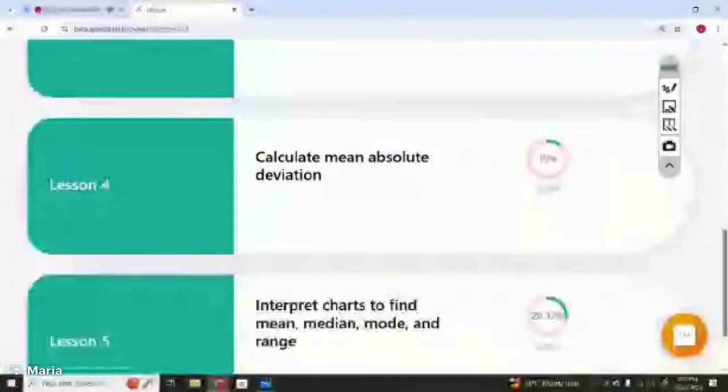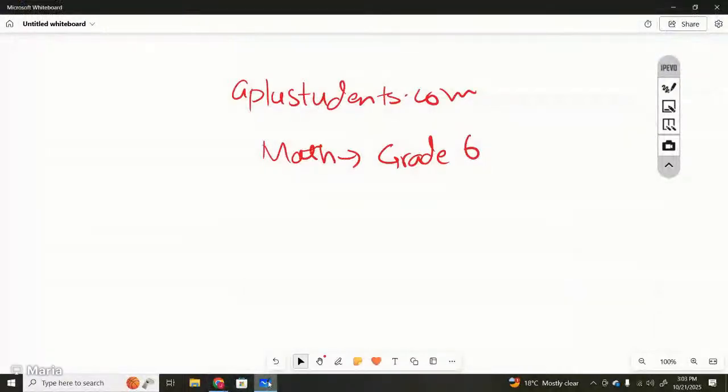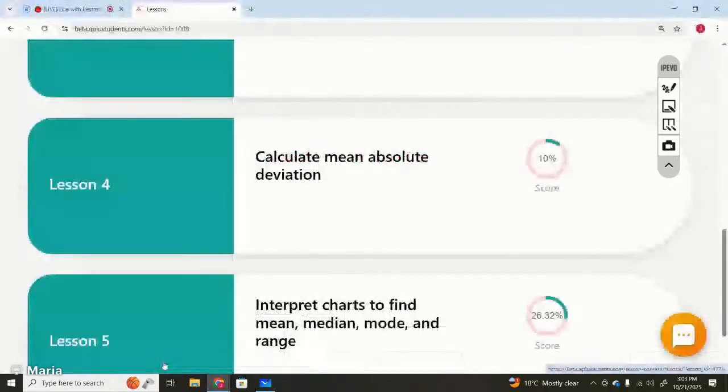So we are here for grade 6 math. You can find all the lessons on applestudents.com. You have to log in there using your email address provided by the administrator. Then you have to select math from the subject tab. Scroll down to grade 6 math and then click on view all lessons. There you can find a list of chapters. We're going to start with the chapter statistics.